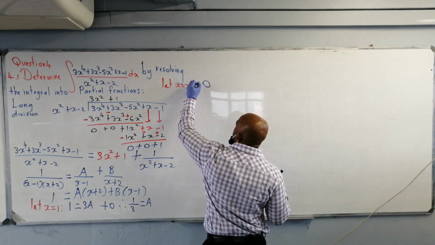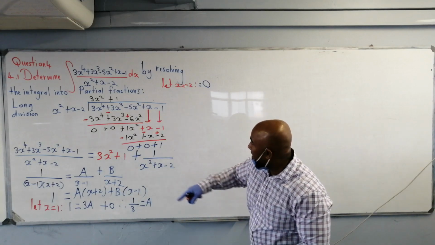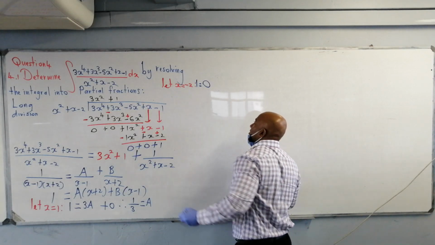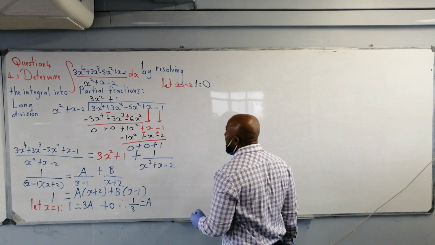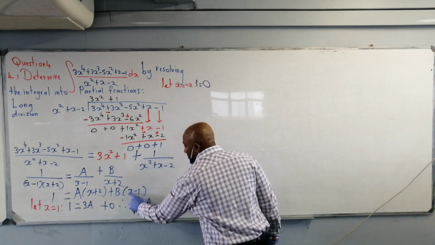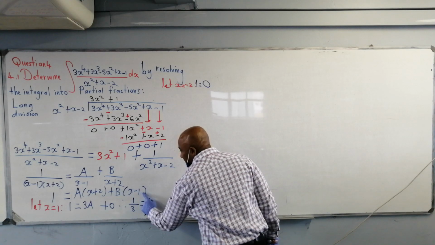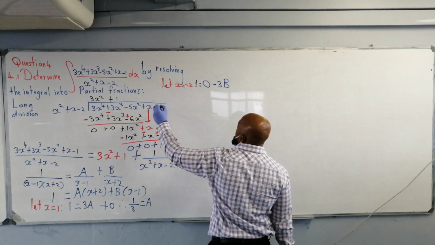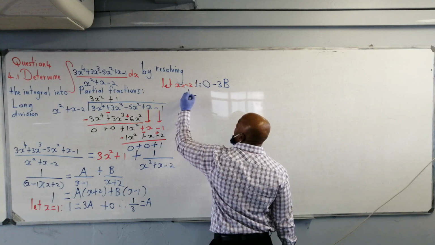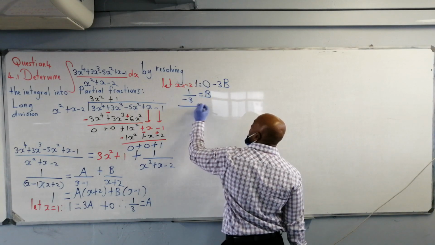Sorry, that is the right hand side. On the left hand side, I have 1. That's 1 is equal to 0 times A. And here, remember, minus 2. Minus 2 minus 1 is minus 3. Minus 3 times B is minus 3B. So 1 over minus 3 is equal to B.